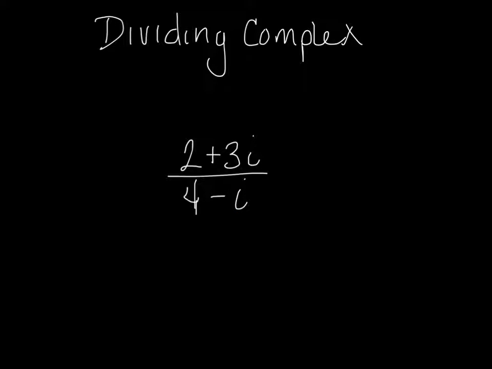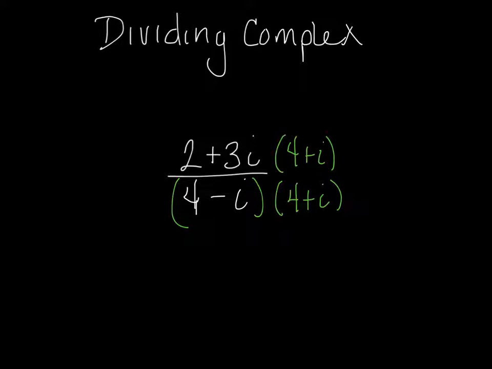So when we multiply by the conjugate of the bottom, we're taking 4 plus i. See, the conjugate is when you switch what's in front of the i. So i was a minus, so now it's a plus. But if you remember your fraction work, whatever you do to one, you have to do to the other, so we have to do that to the top also.